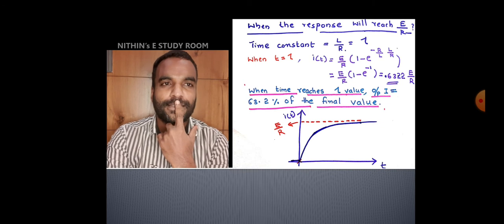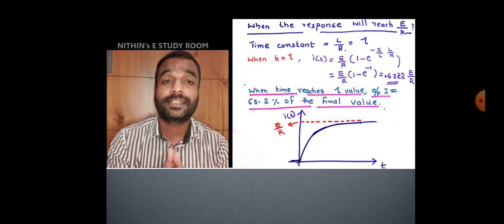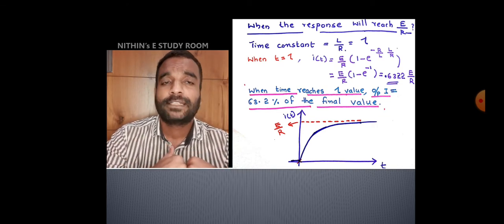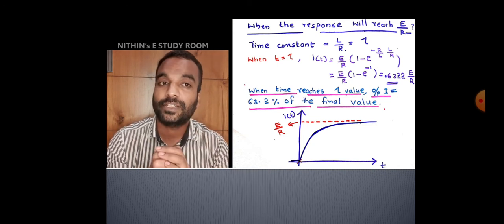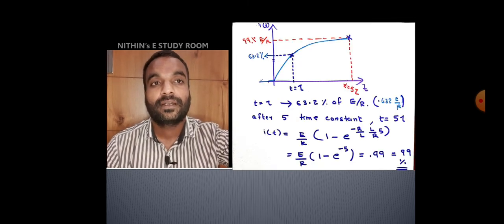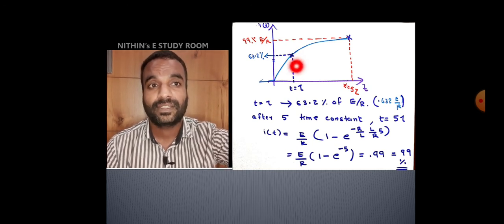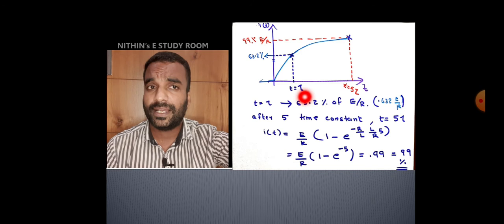Now, what was the answer you obtained? 63.2% of the final value. Suppose this is an example where L is equal to 10 and R is equal to 1. The time constant will be 10 seconds. For 10 seconds, its output will reach 63.2% like this. This will be 10 seconds. But now I don't know what the seconds are. That's why we are taking t is equal to tau. Tau is equal to L by R. That value is a standard value of L and R.